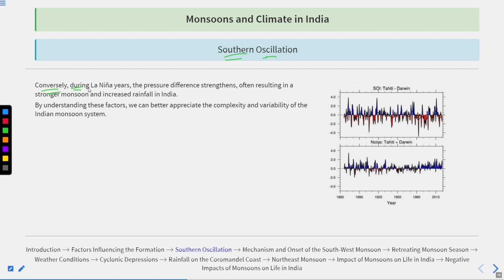Conversely, during the La Nina years, the pressure differences strengthen, often resulting in a strong monsoon and increased rainfall in India. By understanding these factors, we can better appreciate the complexity and variability of the Indian monsoon system. All right.